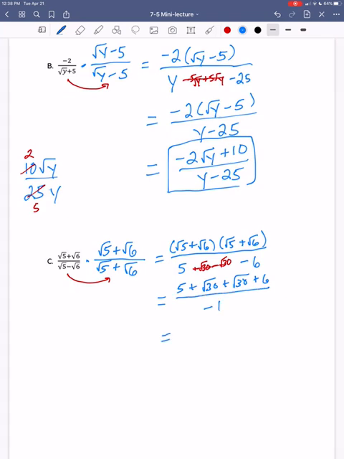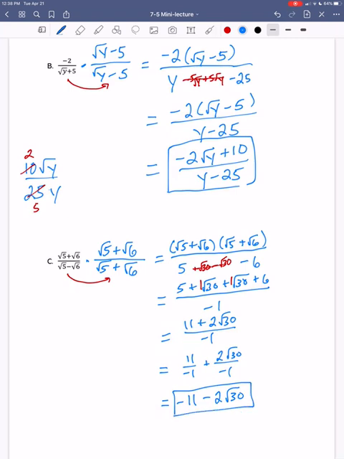When I combine like terms in the top, I usually put numbers first. So 11. Remember, what's really in front of these square roots are 1s. So 1 square root of 30 plus 1 square root of 30 would be 2 square root of 30 divided by negative 1. So that's really 11 divided by negative 1 plus 2 square root of 30 divided by negative 1. Or I could write negative 11 minus 2 times the square root of 30.